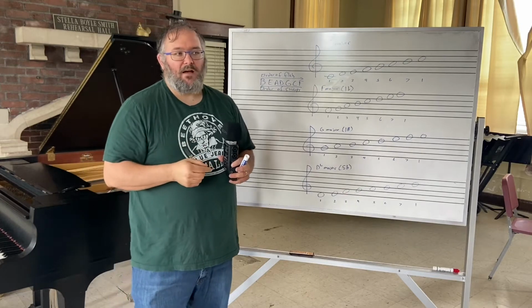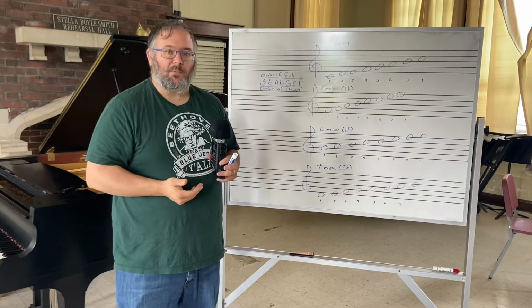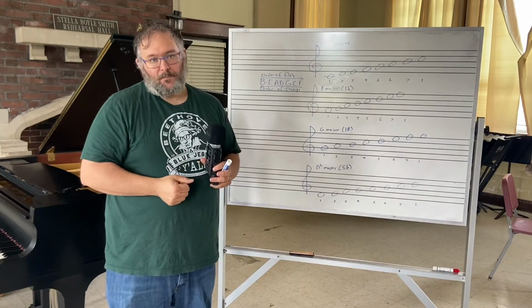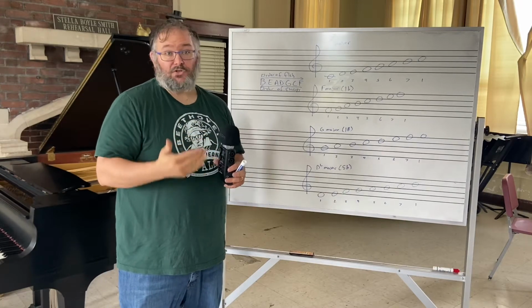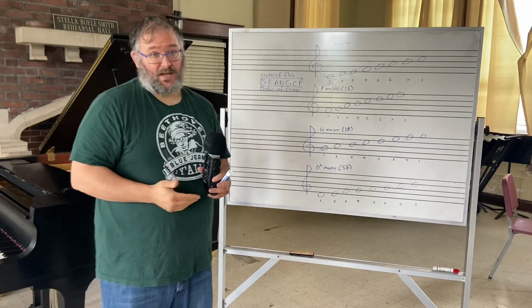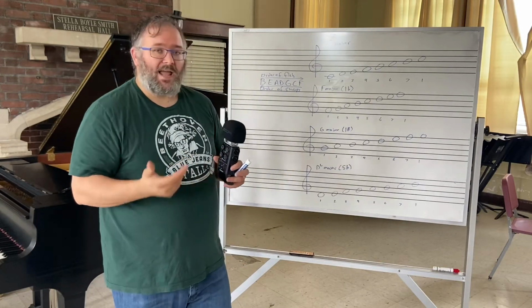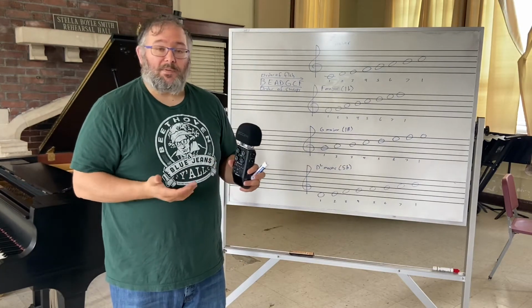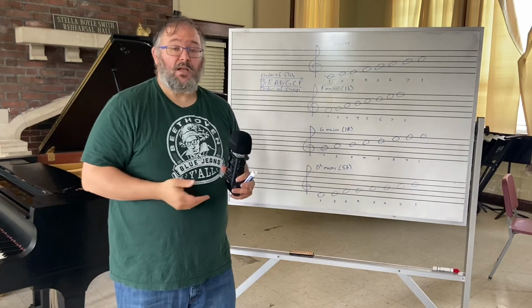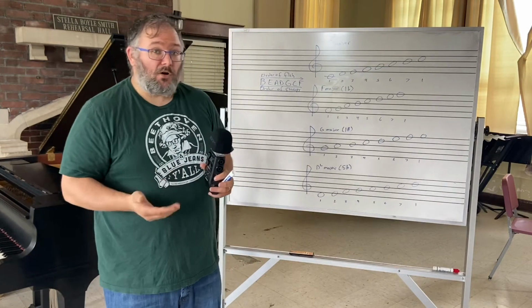So you can't have a C natural and a C sharp in the same diatonic scale, and you can't have a flat and a sharp in the same diatonic scale. So, for example, you can't have a G sharp and a B flat in the same scale. You could have a G sharp and an A sharp in the same scale.